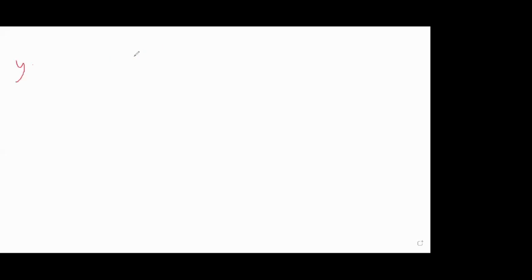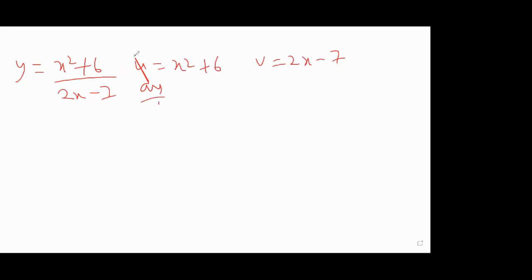We have y equals u over v, which is s squared plus 6 all over 2s minus 7. And we say u is equal to s squared plus 6, v is equal to 2s minus 7. If you differentiate this, let me clean them. If you differentiate this, we are going to have 2s.